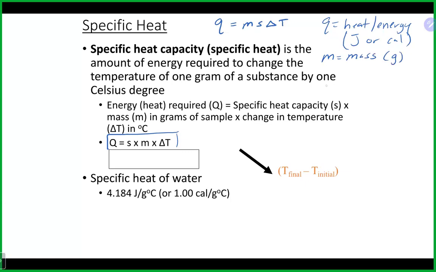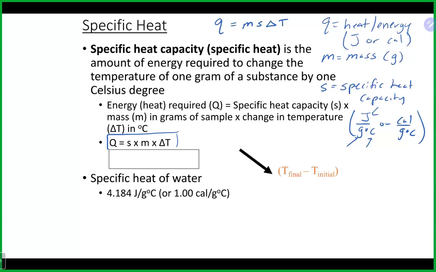S in this case is the specific heat capacity, and it has units of either joules per gram per degree Celsius or calories per gram per degree Celsius. It actually has 3 units associated with it. Those 3 units are basically what the words say in the definition: the amount of energy, joules, required to raise 1 gram of a substance by 1 degree Celsius. So that's why it has those 3 units. It is essentially the definition.